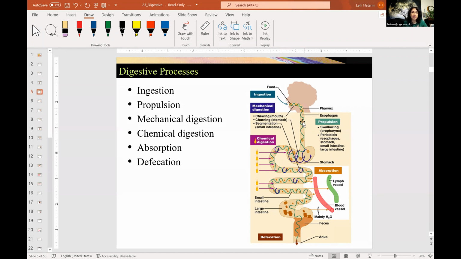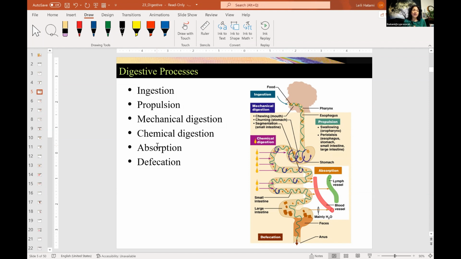So as you can see, the propulsion can happen in our pharynx, esophagus, and all other parts of the alimentary canal. Mechanical digestion: in our oral cavity, we have mechanical digestion, which happens with the help of the teeth and tongue. So it's going to break down the food into smaller pieces.